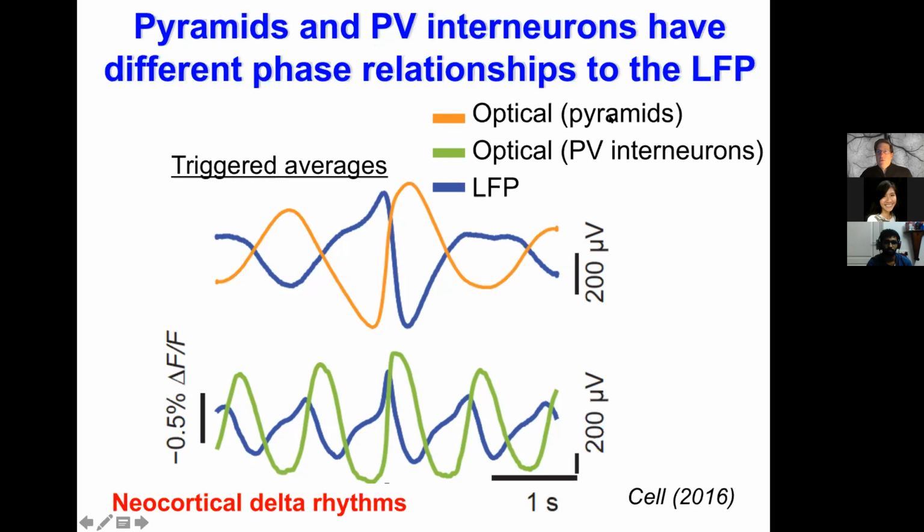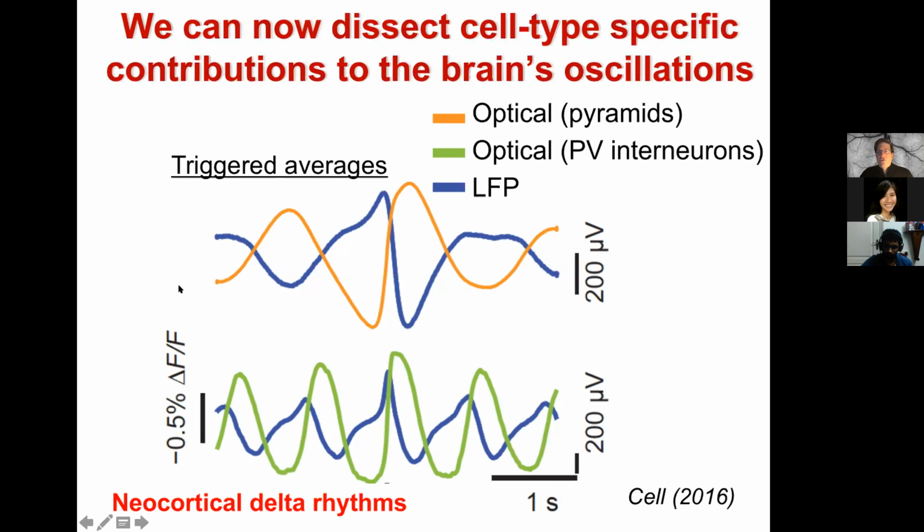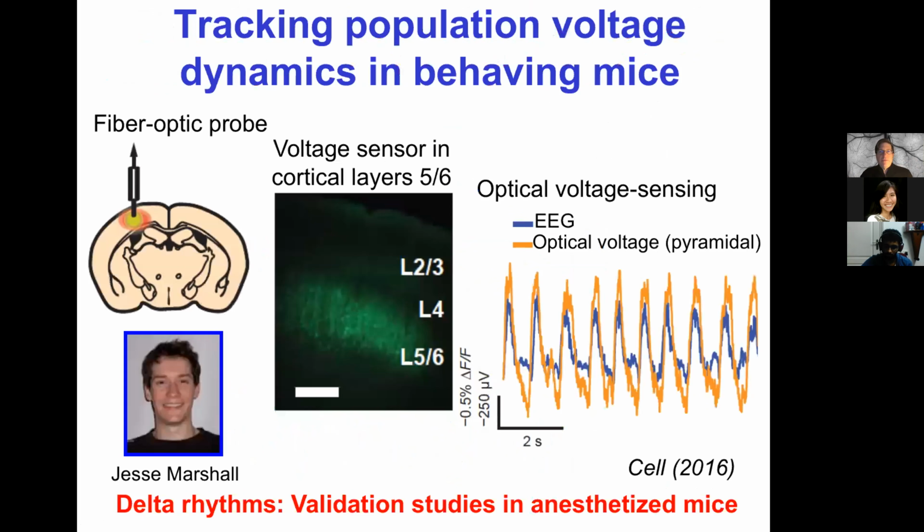So here's a case where we looked optically at the pyramidal cells, shown here in the orange trace, or a sparse population of cells called the parvalbumin interneurons, here in the green trace, and they had different phase relationships to the local field potential measured electrically. So now we can begin to see push-pull relationships, for example, between excitatory and inhibitory cells using optical voltage sensing. So we're very interested in dissecting the mechanistic contributions of the different neuron types.